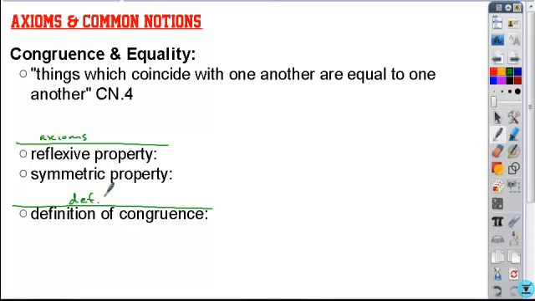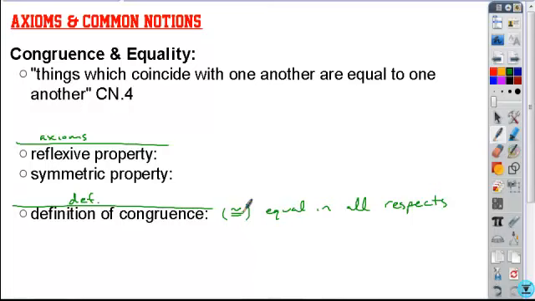Okay, so let's start with the definition. So this really is just saying what we now call congruence. Okay, so things which coincide with one another are equal to each other. That is what congruence means. So congruence is given by this symbol, and it means equal in all respects. And so things which are congruent with each other or coincide are equal in all respects, and that's what we call congruence. And so if segments are congruent, that means they have the same measure. If angles are congruent, they have the same measures.